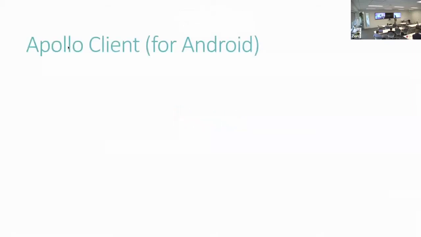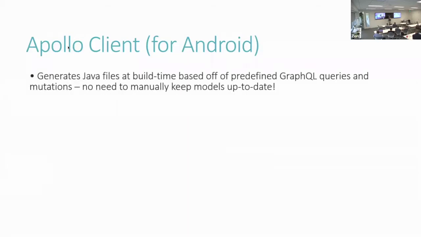Apollo Client for Android. So Apollo is kind of the gold standard for GraphQL clients. There are others out there, but Apollo is the most widely used one. And they have a really good web client. They also have an iOS client and an Android client. And what Apollo does is it generates Java files at build time based off of predefined GraphQL queries and mutations.